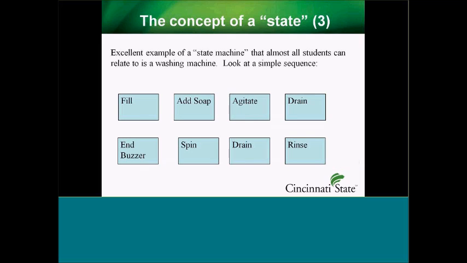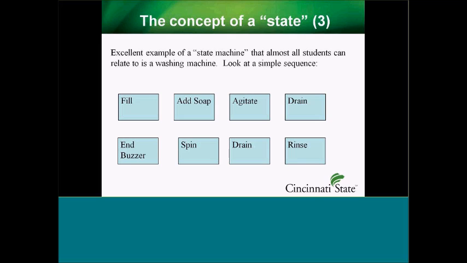Okay, so here's an example. This works extremely well. I say there are lots of different systems that are called state machines. Basically you have a system which is in a particular state. There's manufacturing, lots of things work in that. A great example is your washing machine. So let's look at a simple sequence.